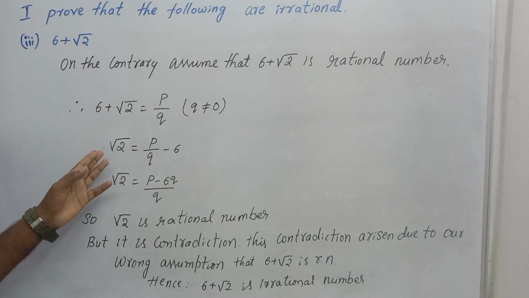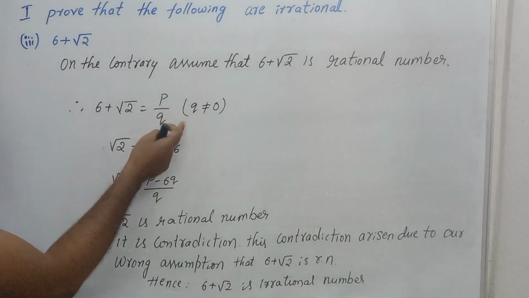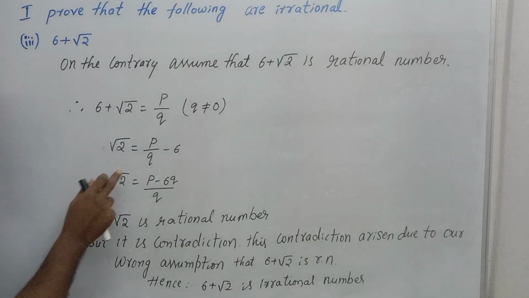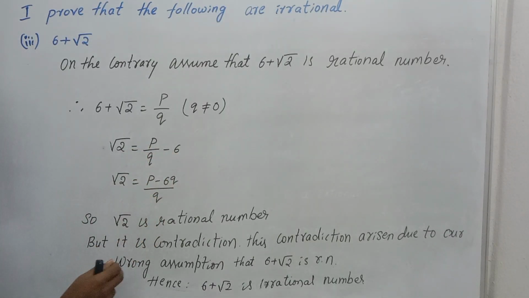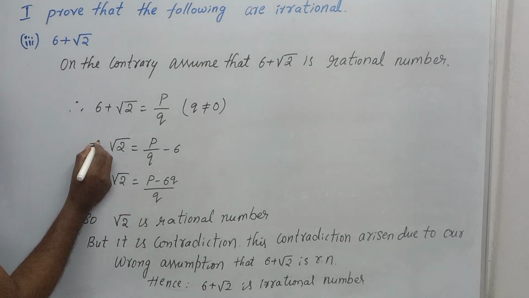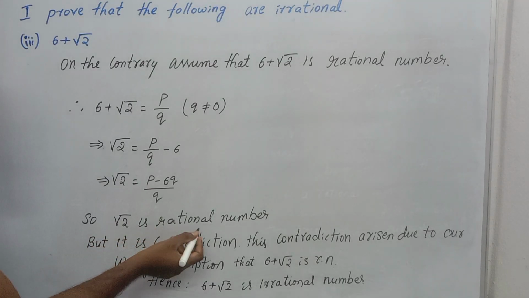So here I have written the same. Root 2 equals p by q minus 6. Sending this 6 to that side, it becomes minus 6. Now cross multiply, then we get p minus 6q by q. So now root 2 is in the form of what? It is in the form of a by b, right? So it is in rational form. So root 2 is a rational number.